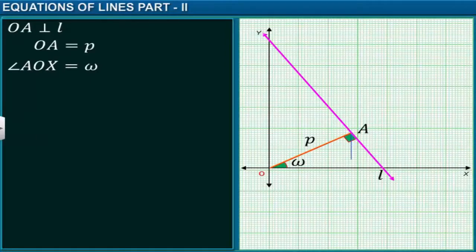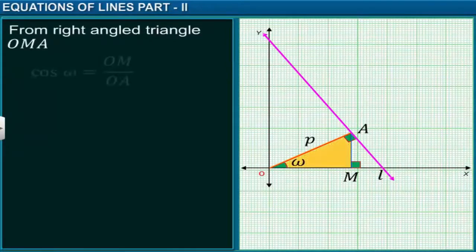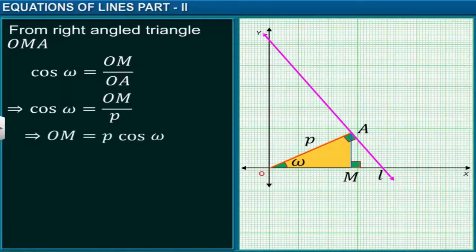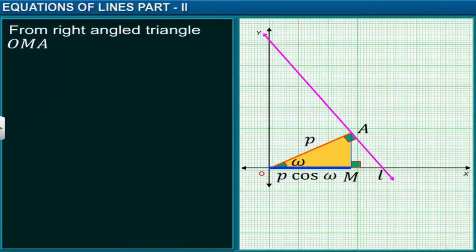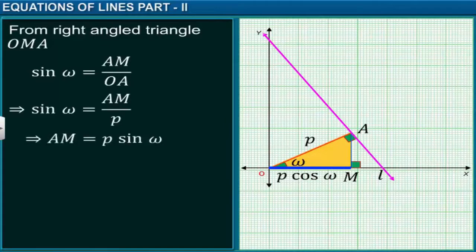Let us draw a perpendicular AM from point A to the x-axis. In the figure, note that distance OM represents the x-coordinate and distance AM represents the y-coordinate of point A. Let us find the values of OM and AM to get the coordinates of point A that lies on the given line. From right-angled triangle OMA, distance OM is equal to P into cos omega, and distance AM is equal to P into sine omega. Thus we get the coordinates of point A as (P cos omega, P sine omega). Note that for the given values of P and omega, the coordinates of point A will remain the same no matter the quadrant in which line L lies.